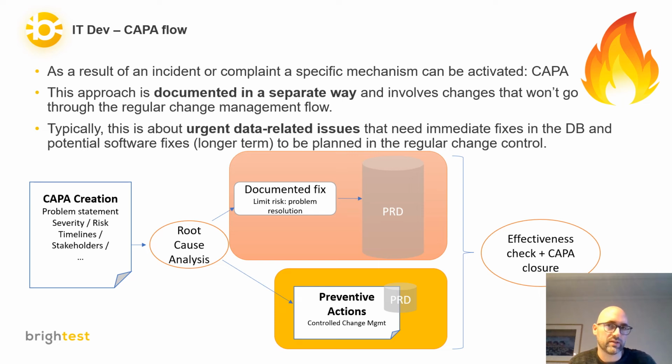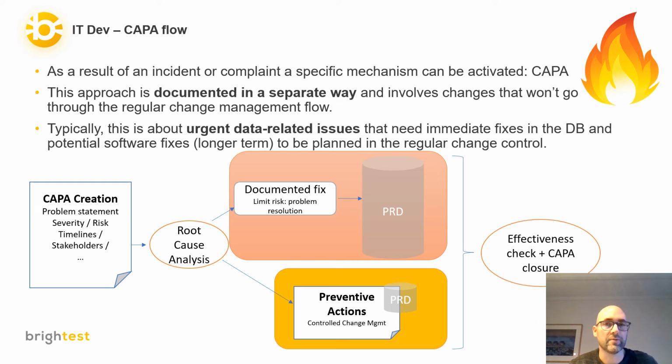And it follows a different flow. So in general, a BI will be created. It's a kind of object, often in a quality management system, that says what the problem statement is, what the severity of the problem is, what risks are involved, the timelines to get it solved, stakeholders, anything of information that's available.